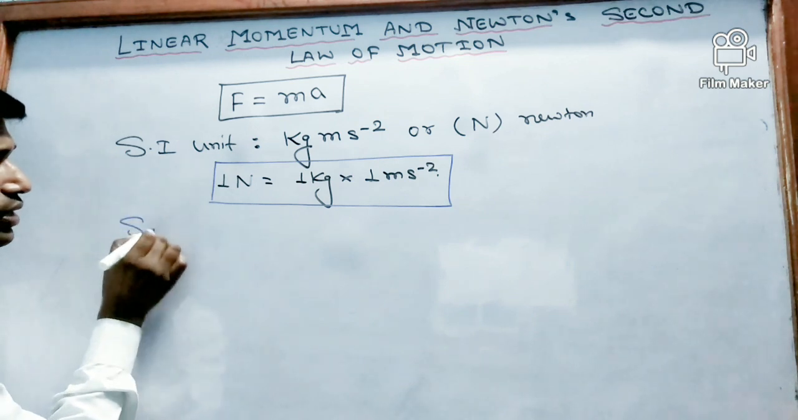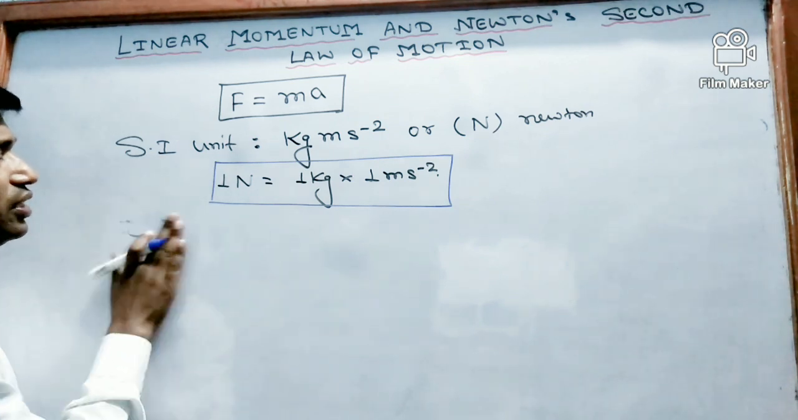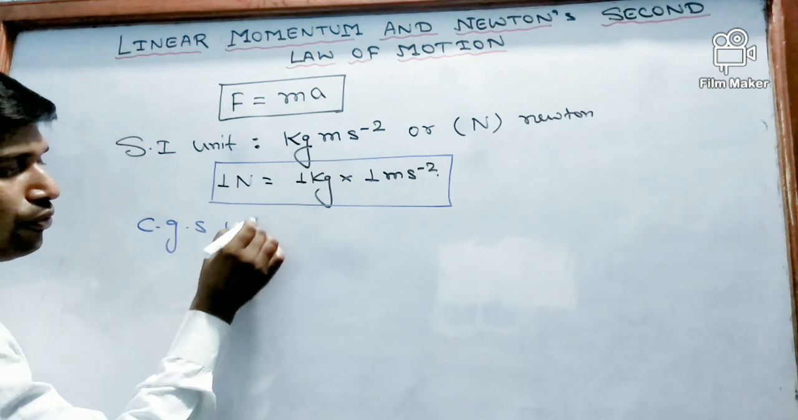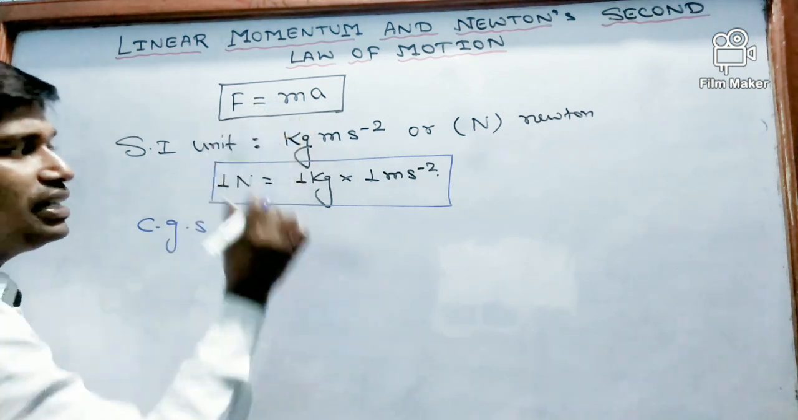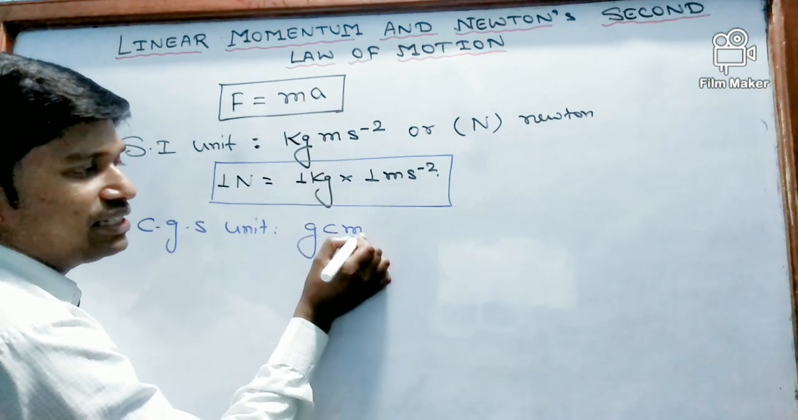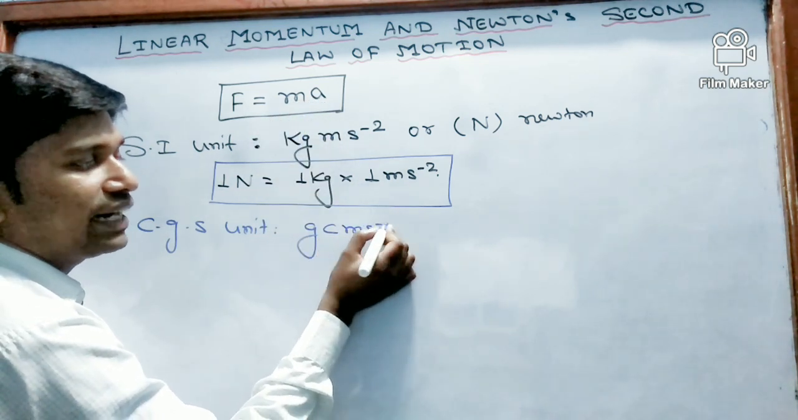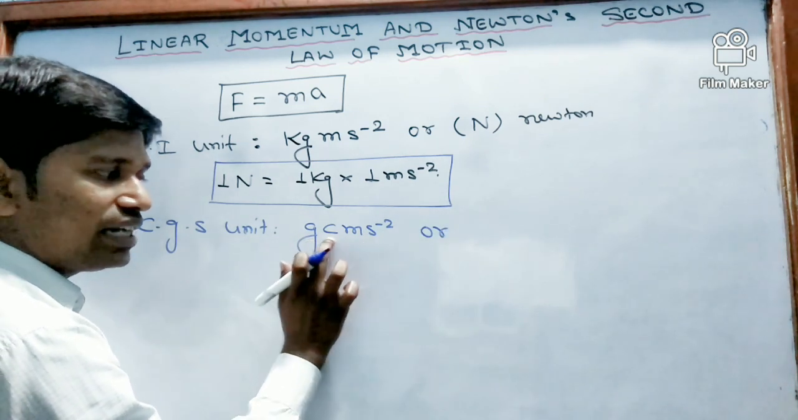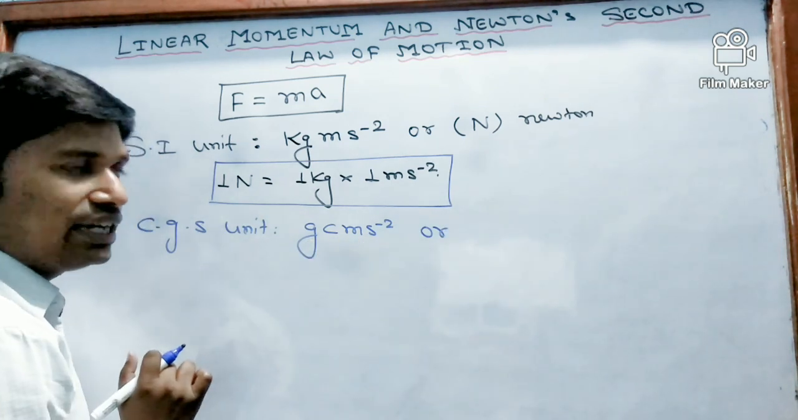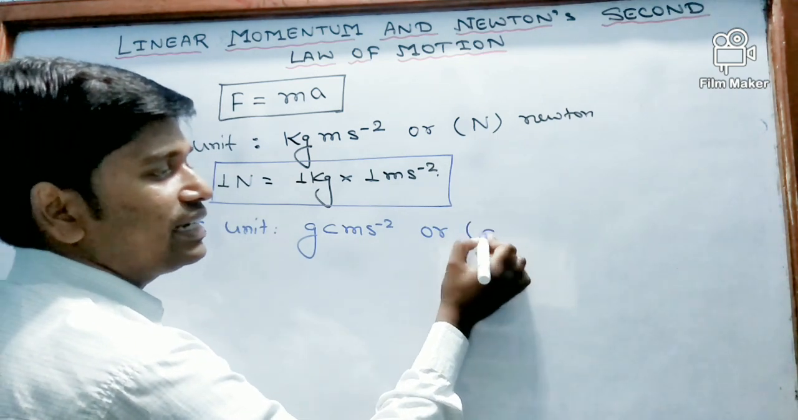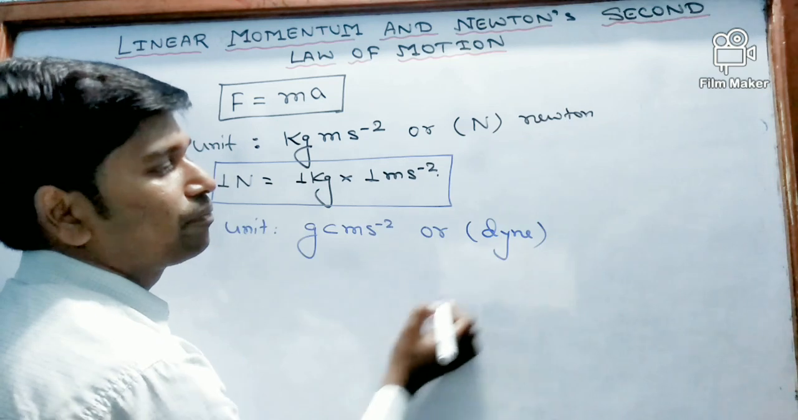Similarly, if we talk about its CGS unit, the CGS unit of force: mass is measured in gram and acceleration is measured in centimeter per second square. So gram centimeter per second square is the CGS unit of force, or we can say it as dyne.